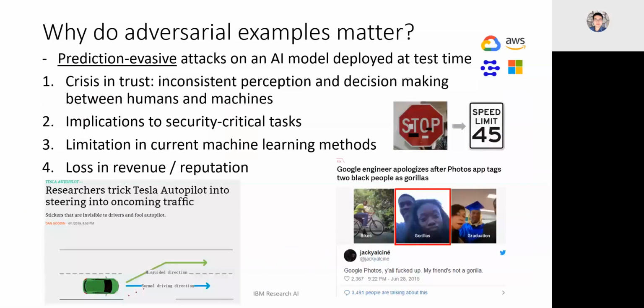You don't have access to the training data, and instead we are facing a trained AI model at test time, and you want to create some prediction-evasive adversarial inputs. This is a typical scenario where we deploy machine learning models as a service, like Google Cloud or IBM services, and we are now asking whether you can find the vulnerabilities of these deployed systems.